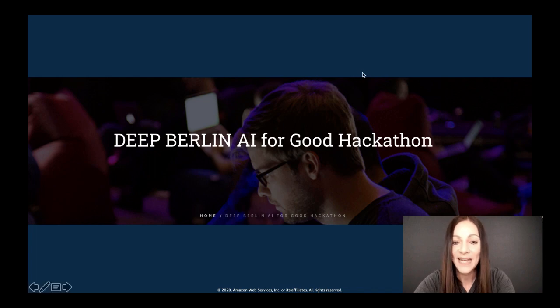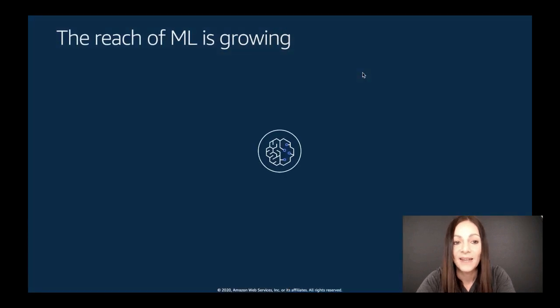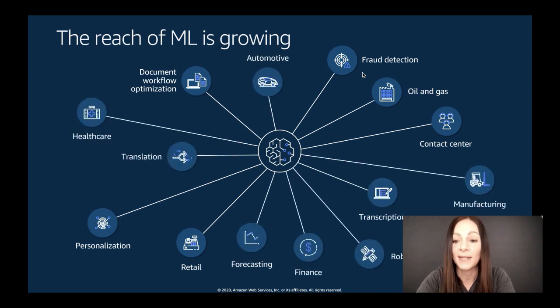Let me just spend a couple of minutes here before we start in sharing how AI and machine learning runs on AWS. I think we all agree that the reach of machine learning is growing and has grown tremendously. We can see AI and machine learning being a core component and disrupting all of the industries, whether we look at automotive, at healthcare, finance, you name it.